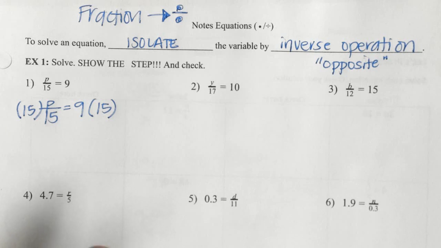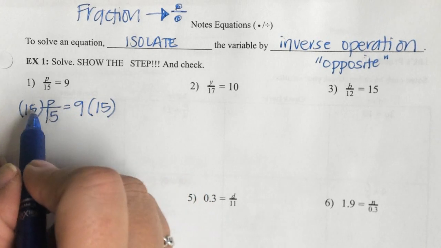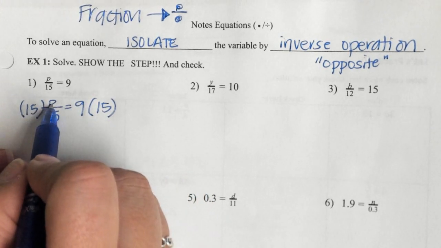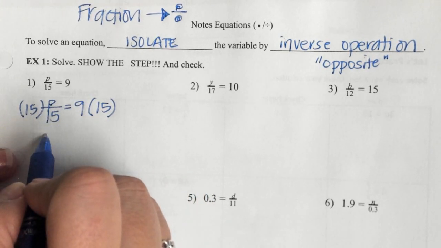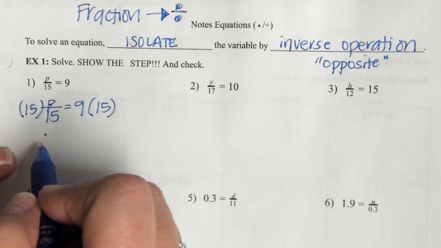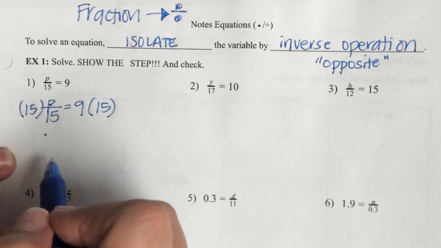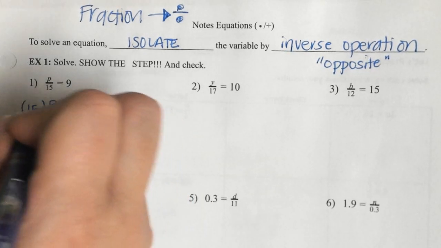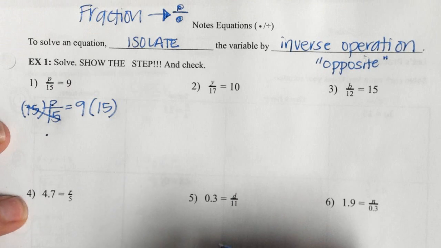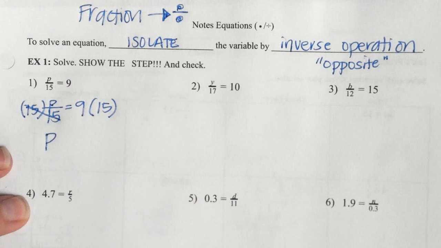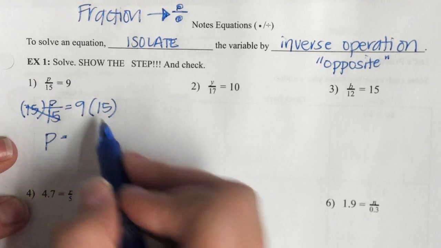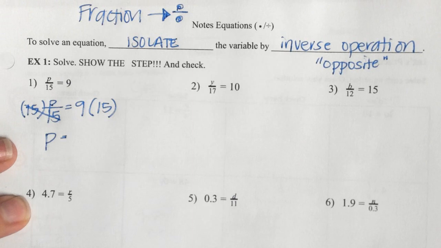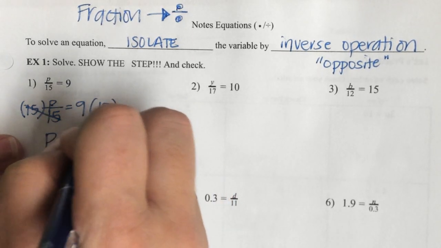We're going to persevere. All right, so if I have 15 times P over 15, what is 15 over 15? 1. And what is 1 times P? P, okay? It stays the same. So that cancels that out and leaves me with just my variable. Okay? Now, I look at the other side, and what is 9 times 15? 135.